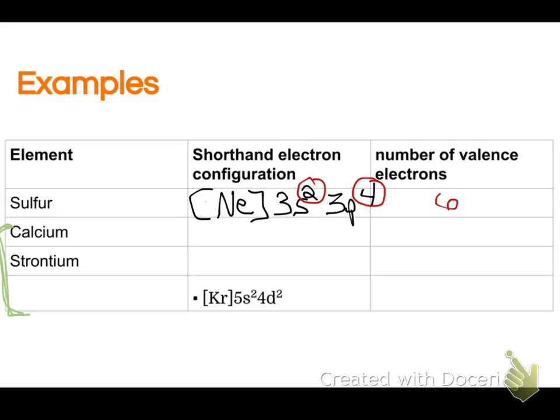Okay, so get out your periodic table and go into Top Hat and finish these. They're going to be individual questions, but you can fill them all in on your notes first and then just answer it on Top Hat.